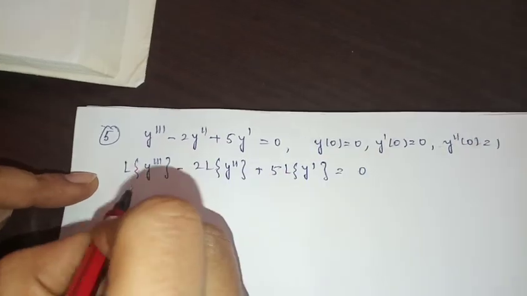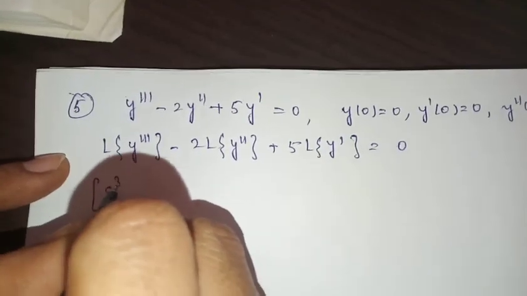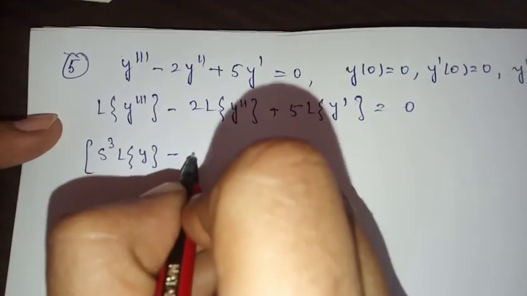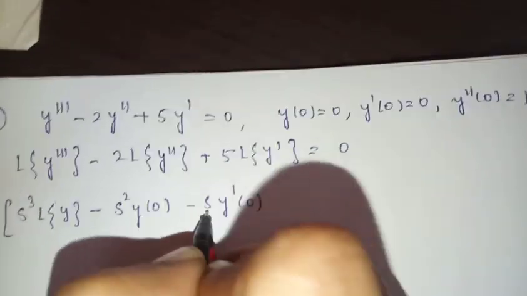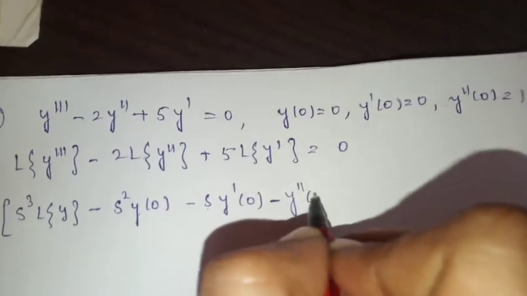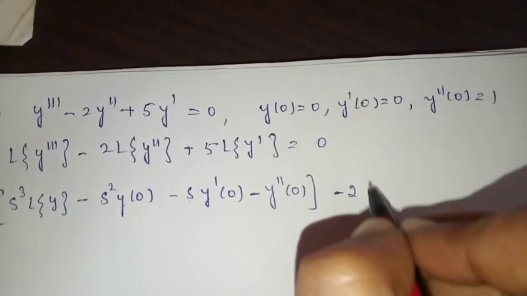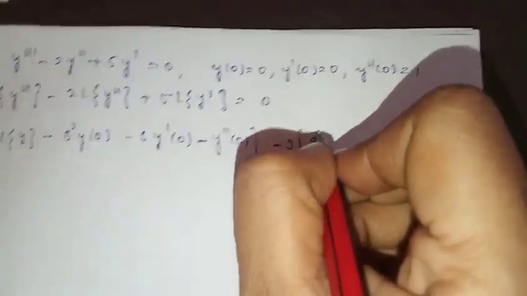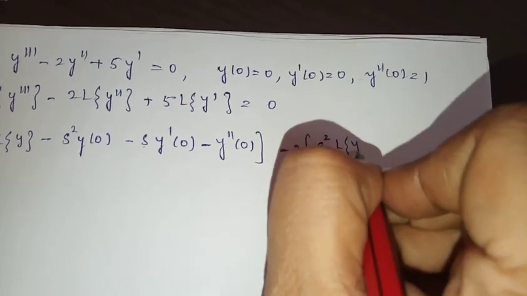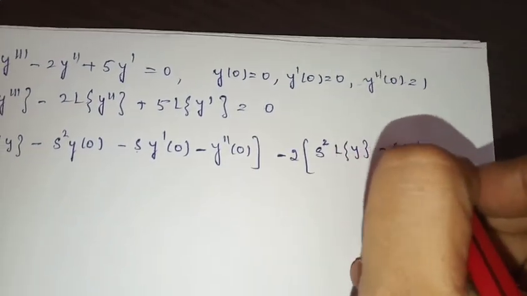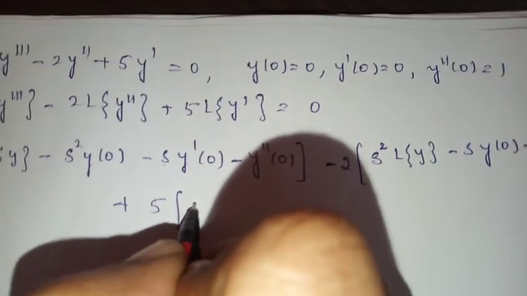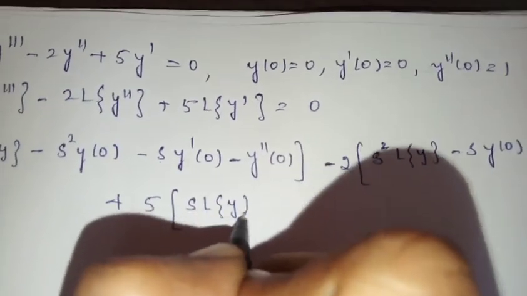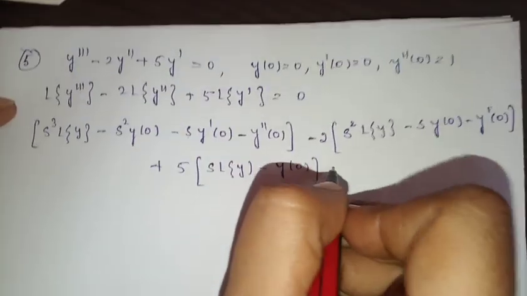is equal to 0. So this becomes, it will start with s cube, Laplace transform of y. After s cube it is s square, first condition y of 0. Next the second condition y dash of 0 with s, minus y double dash of 0. This is the first one. Next is minus 2 into Laplace transform of y double dash. It starts with s square, Laplace transform of y, s into first condition, minus the second condition y dash of 0, plus 5 into Laplace transform of y dash, starts with s, minus the first condition y of 0, is equal to 0.